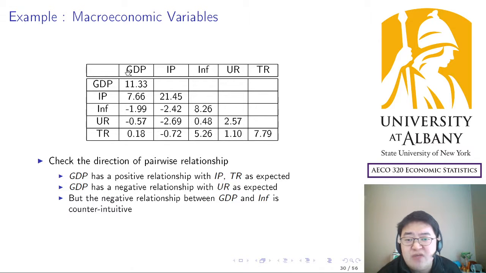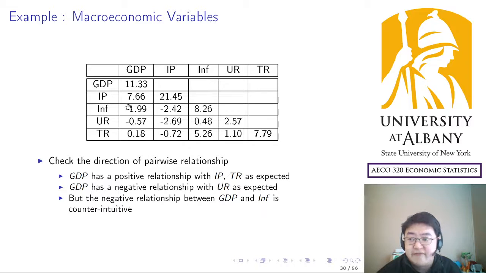When GDP growth rate increases, when the economy is going well, industrial production would have a positive relationship, increasing, and inflation would be increasing. That's what we learned from macroeconomics, but it is negative. So there is a red flag here. And when the economy is going up, unemployment rate will drop. So it's negative, correctly negative. And when the economy goes up, the interest rate will go up. So it's also positive. So this is how we read the result.